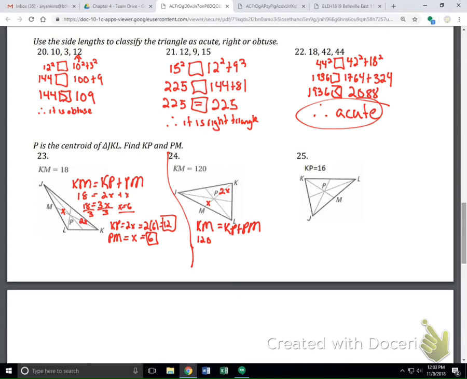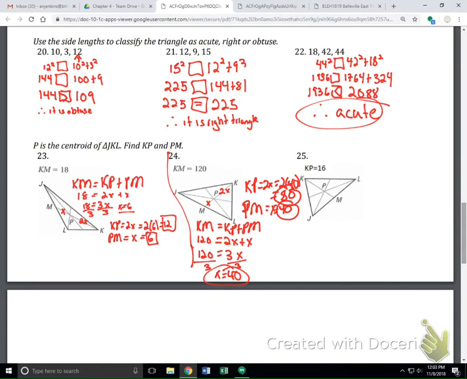Okay, so we continue here. We see that KM is 120. KM is 2x plus x. We have 120 equals 3x. We divide by 3. X equals 40. We take what we have there and we're going to substitute it back in. We see that KP equals 2x, which is 2 times 40, which is 80. PM, which is just x, which is 40.